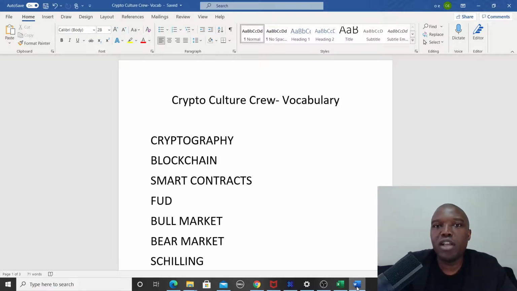So in crypto, you're going to hear a lot of different terms. If you're new to the space, you may not understand a lot of it, but it is important that you do have a grasp of it. That way, when you hear something, you can take that information and use it to your advantage. So let's get right into it.